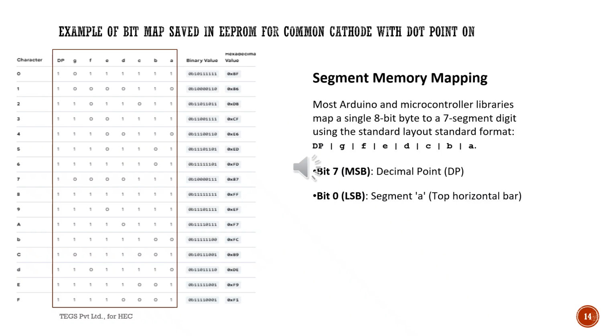On this page, an example of the bitmap saved in EEPROM for one unit, one set, is given. A is the least significant bit and the dot point is the most significant bit, and the bits are arranged in such a way that it will display numbers from 0 to F. See the table marked with the square.